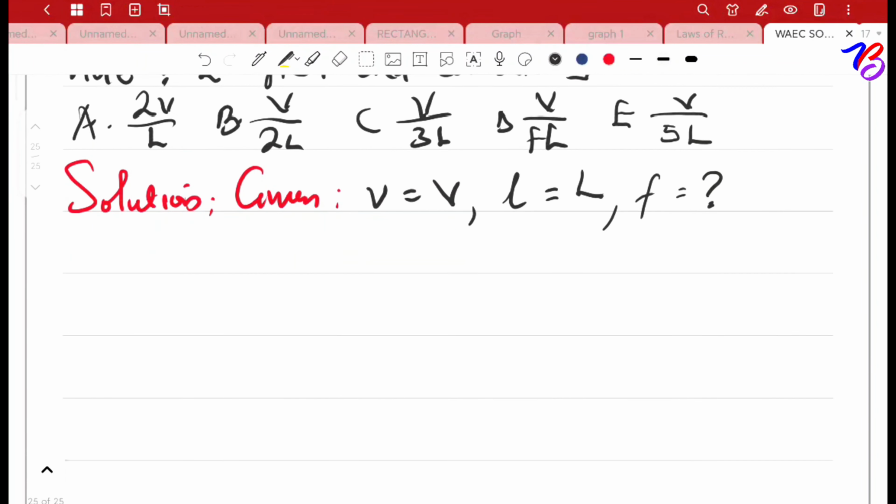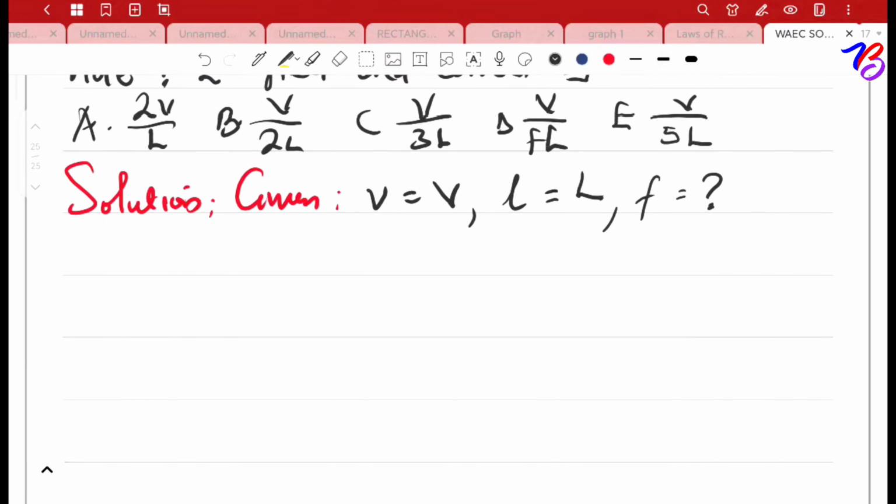So we're going to make frequency the subject of the formula so we can find the right option as displayed. So let's pick a particular formula that could connect these three parameters.